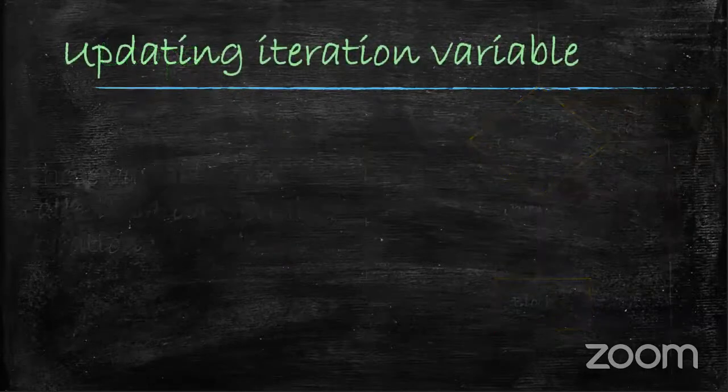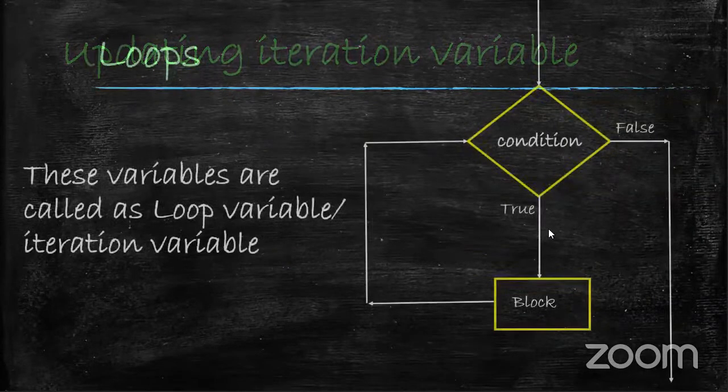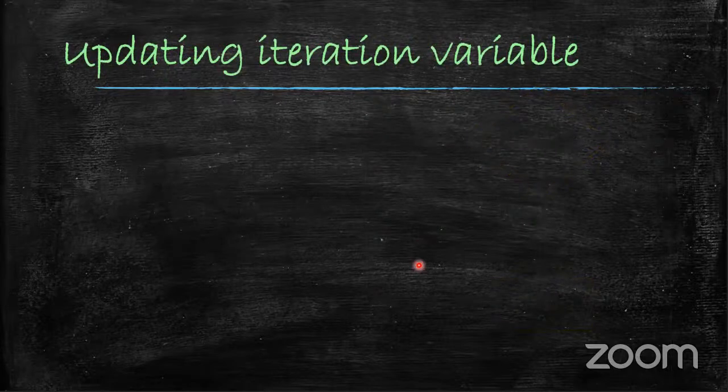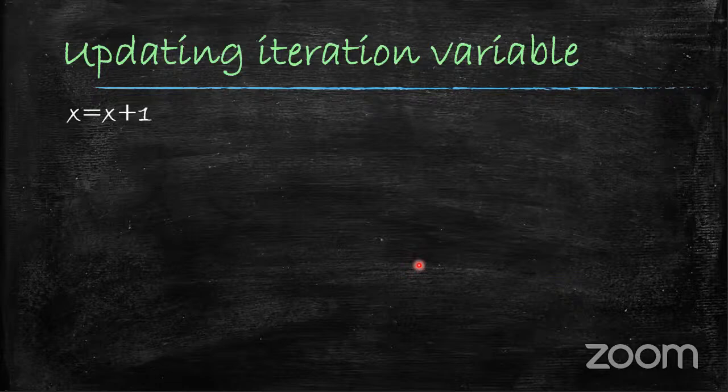Okay. So before we go to the code of the loop, we have to look at the loop variable. So, updating the iteration variable. Let's say that we have a variable x, which is the iteration variable, which is part of the condition. So we have to change the value of x. So how to change the value of x? We can write x = x + 1.